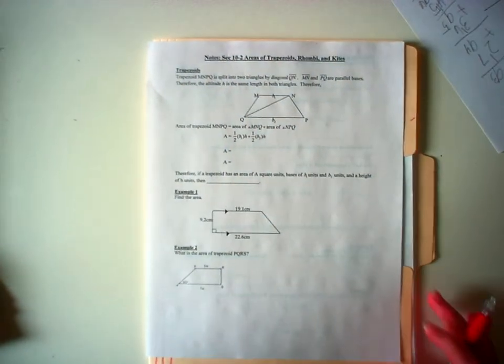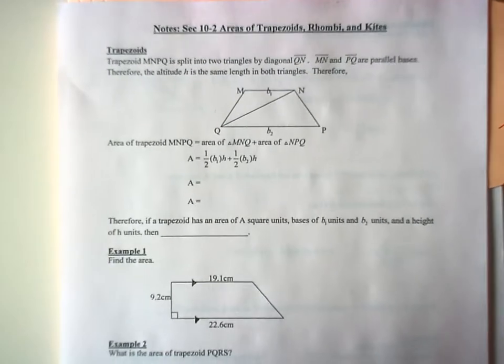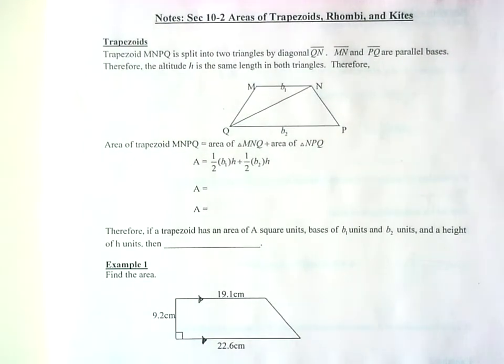Here we are for section 10-2, more area. All of chapter 10 is that area. So yesterday you guys did the area of parallelograms and triangles. Today we're going to do trapezoids. So I've seen rhombuses or rhombi, you can say it either way you want, and kites. Okay, so we'll start off with trapezoids.